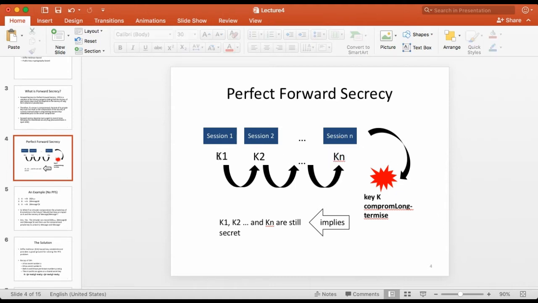essentially we can go back to those past communications and decrypt them, decipher them, and essentially understand what sensitive data were being communicated.